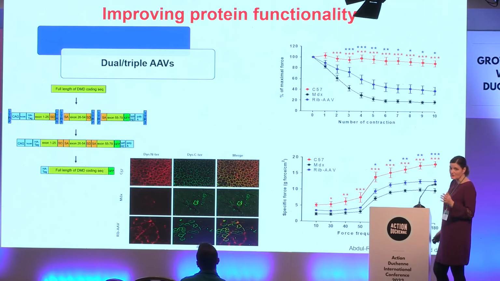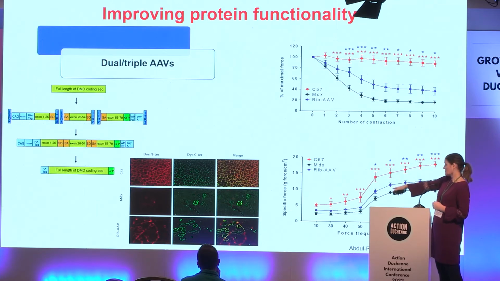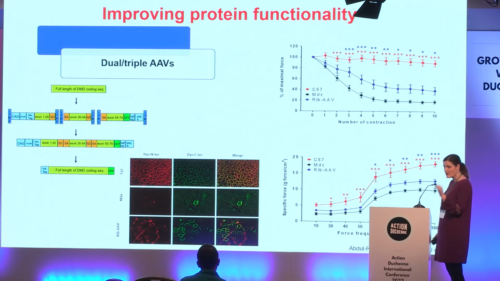So with some Action Duchenne funding, we looked to improve the joining together. And you can see in the sections through the muscle on the bottom there that we are getting some dystrophin-positive fibers, and they do seem to be protecting the muscle from weakness during repeat contractions, and we're increasing the strength. So it works, but it could be improved dramatically.